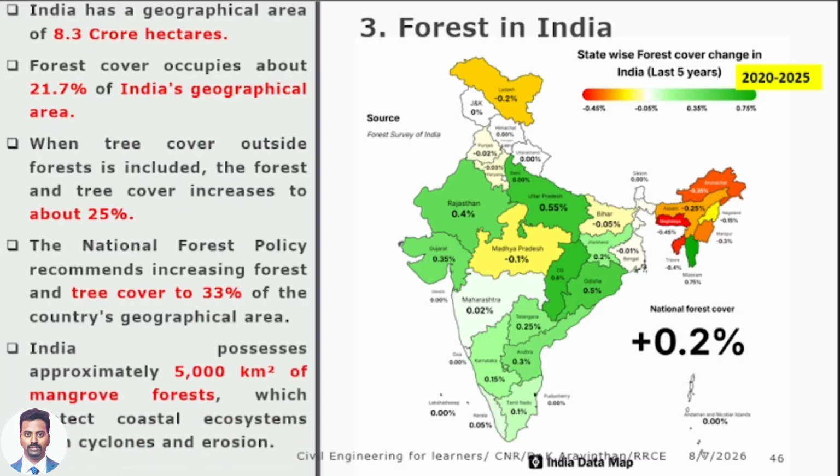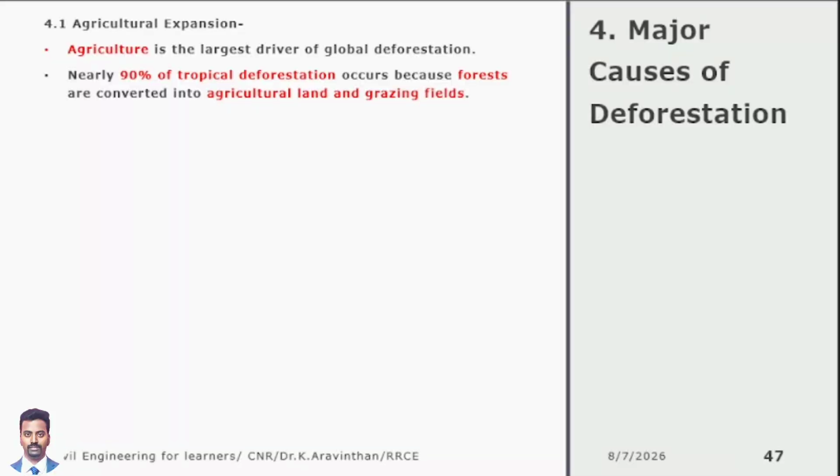Mangrove forest is planting trees near coastal areas. That is called mangrove forest. In forest, there are different types. Tropical forest, mangrove forest. What do you mean by mangrove? Sir, I am planting trees near the seashore. That is called what? Mangrove forest. In India, how many kilometers? 5,000 square kilometers of mangrove forest is there.